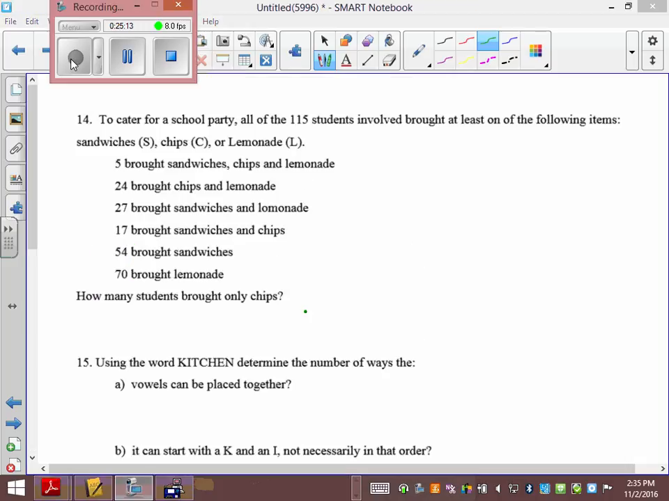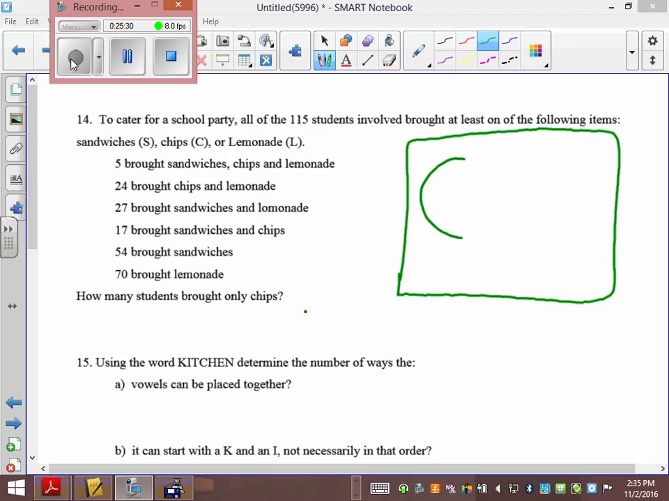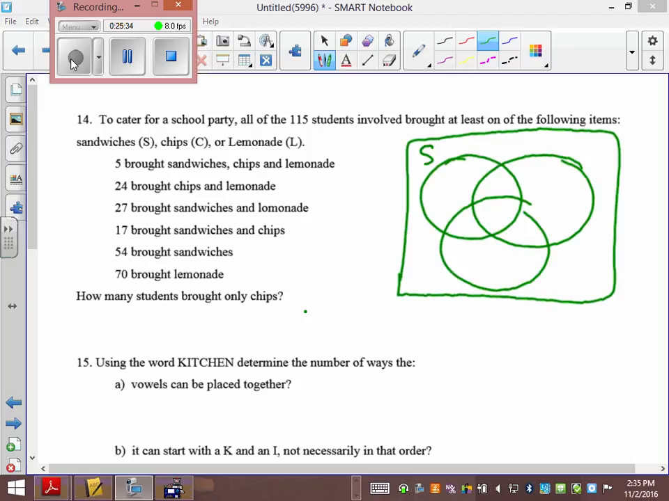This one is one of the easier ones, but you had to read the top sentence. Remember, you have to read everything in the question. So all of the 115 students brought at least, it should say one of the following items, not on of the following items, which is fantastic. So there's none inside the square, but outside the circle. So we have sandwiches, cookies, lemonade.